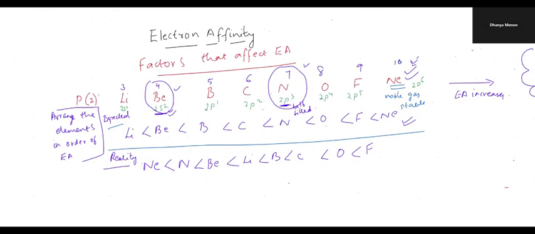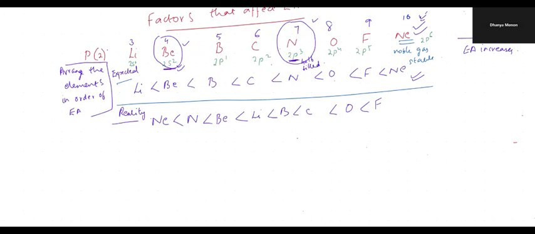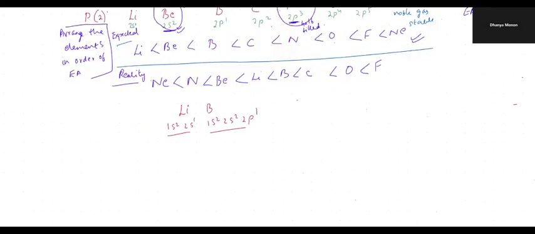If you compare lithium and boron, lithium is 1s2, 2s1, and boron is 1s2, 2s2, 2p1. This is the configuration. Now, if you compare lithium and boron, in these two cases, who will readily accept the electron?